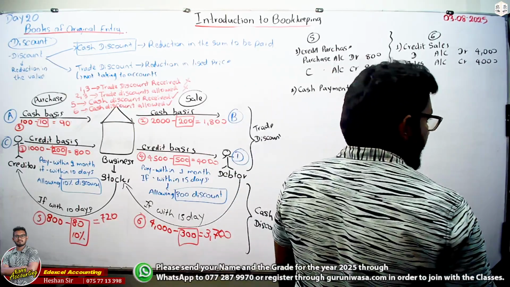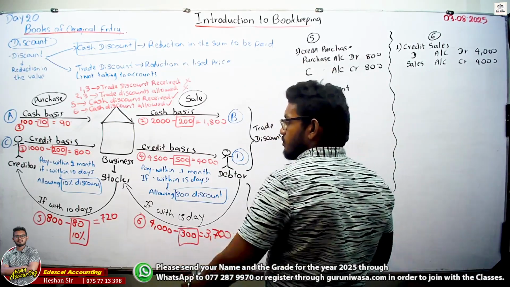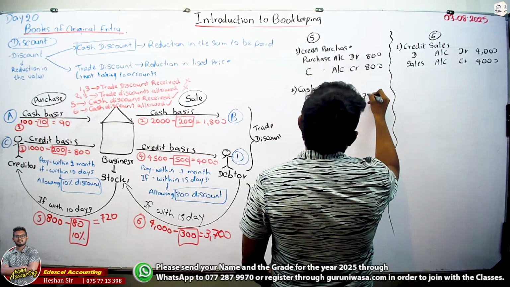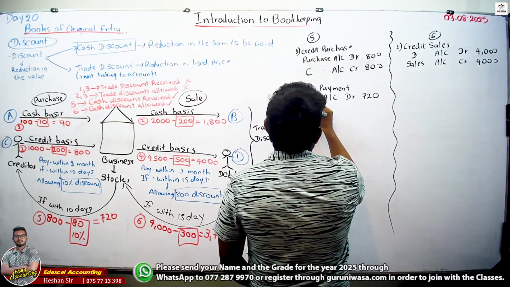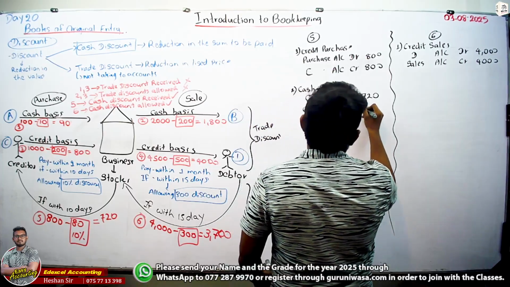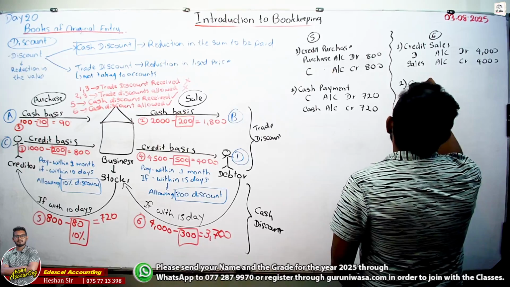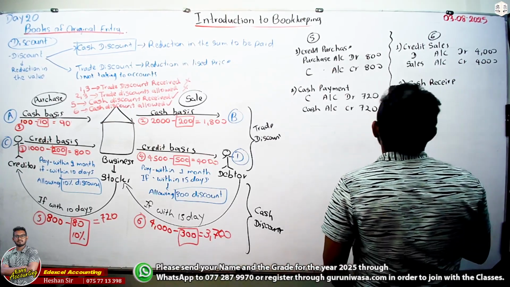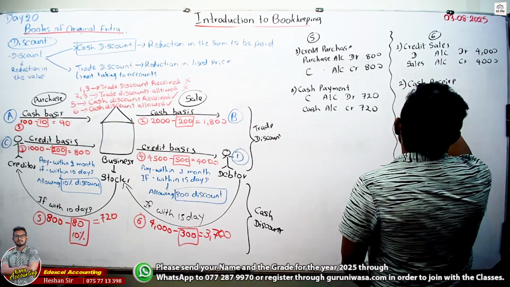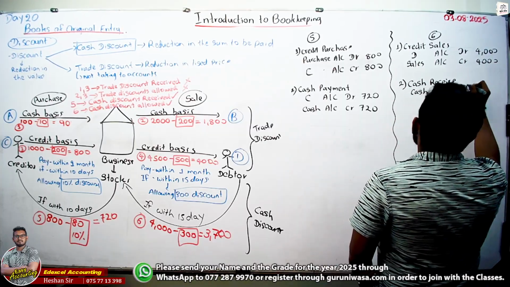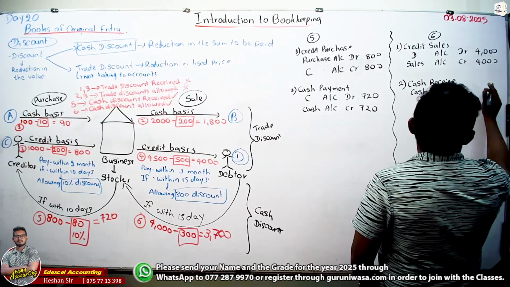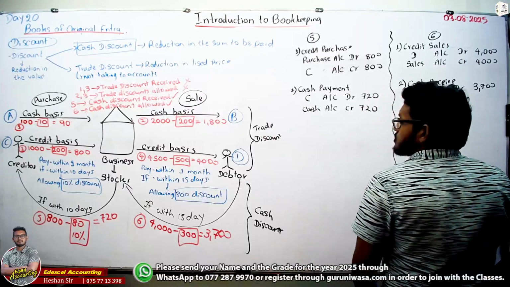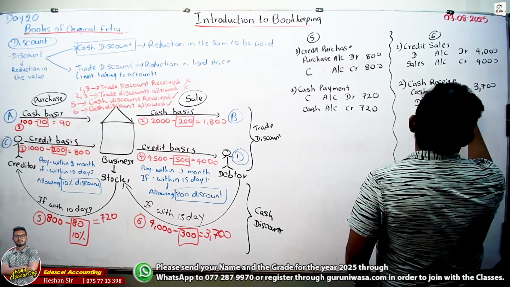Right. Cash payment. We pay only 720. C's account debit 720. Cash account credit 720. Number two, cash receipt. We received 3,700. So cash account debit 3,700. Right. So sales account credit 3,000.